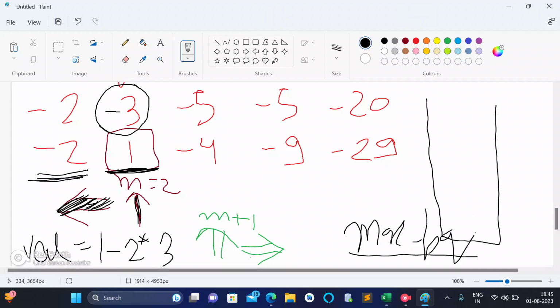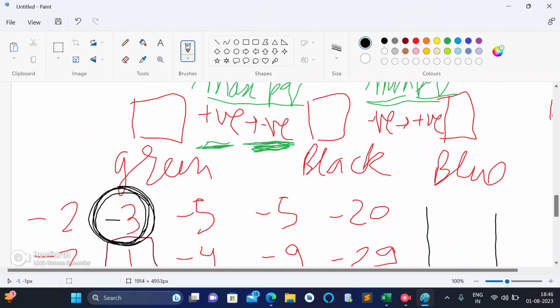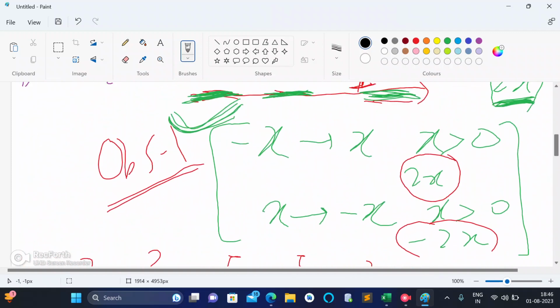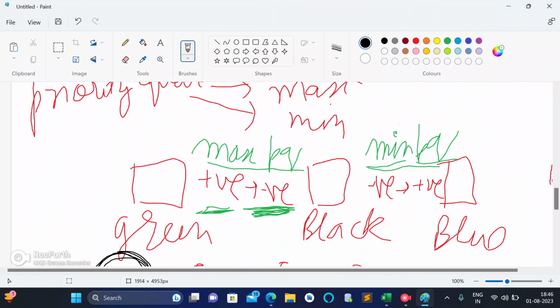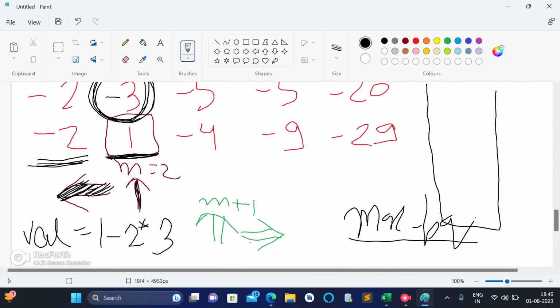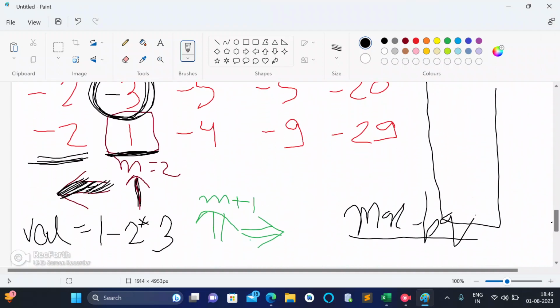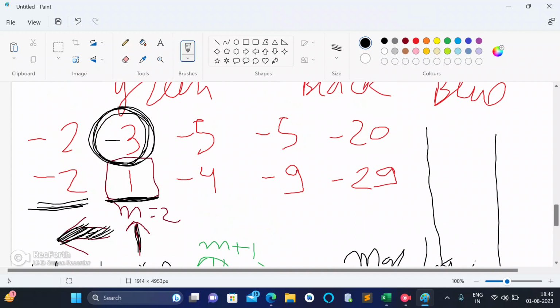We will convert this 3 to -3. If we convert x to -x, then all the values are changed by minus 2x. It means we will do 1 minus 2 into x.